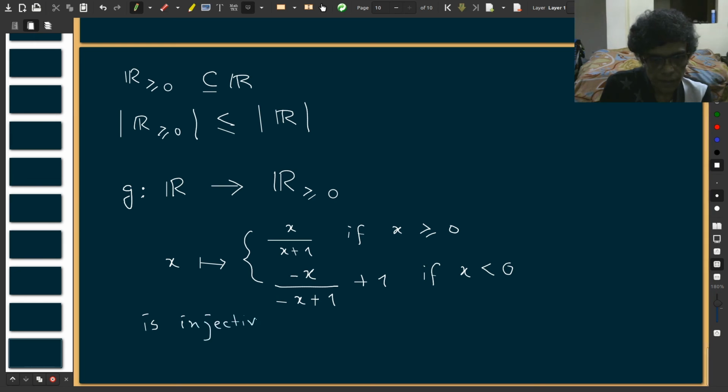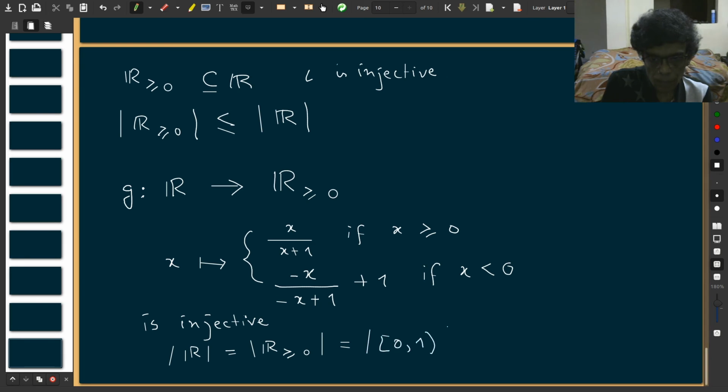It is not surjective, but it need not be. This is an injective map. The inclusion map is injective. And in this direction, we also have an injective map, and therefore, R is equal to... okay. So, then this unit interval contains as many real numbers as there are in the entire real line, and that number is the continuum C. Okay.